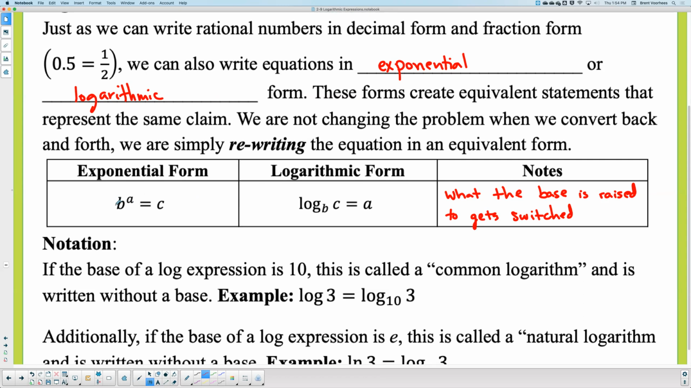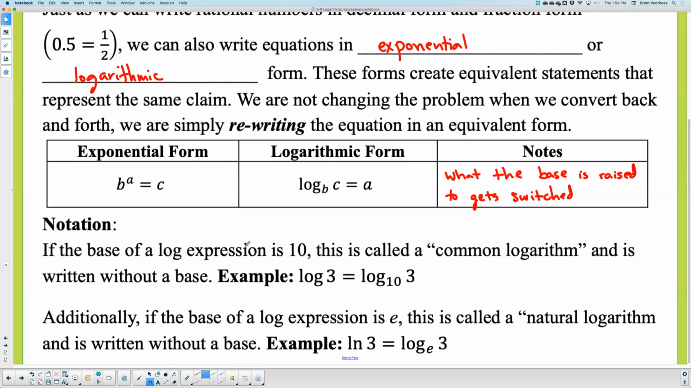So notice here, what is the base being raised to? A. And C was all alone. Over here, what's the base raised to? C. You see how A and C got switched? That's what happens with a logarithm.